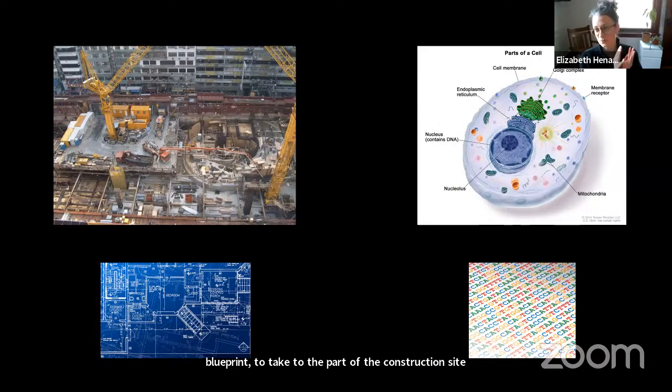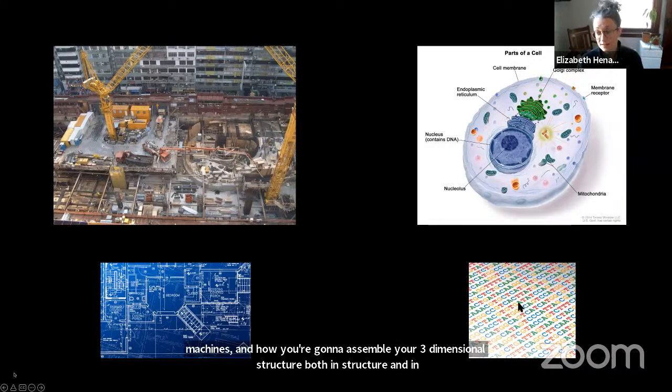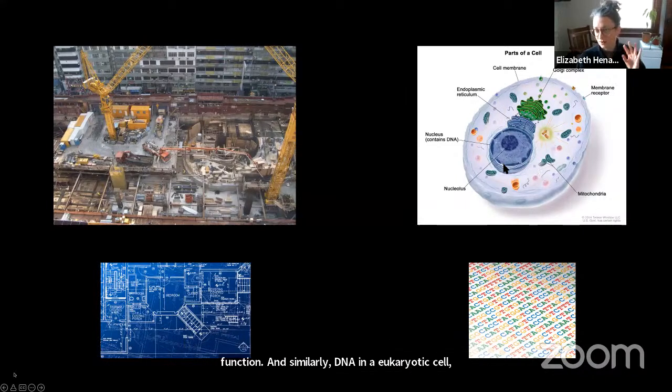So the blueprint tells you what you're going to do with your machines and how you're going to assemble your three-dimensional structure, both in structure and in function. And similarly, DNA in a eukaryotic cell, so again, this is the cell which has compartments, is stored in its own little compartment. And that information in that DNA, we're going to make a copy of just what we need, so one gene at a time, and we're going to take that into the part of the cell where we do protein translation, and that information is going to be used to assemble materials in the cell. So assemble proteins and enzymes that have a particular function, and so that's going to give you the three-dimensional structure of your cell, both in structure and in function. So just keep that in mind as we're talking for the rest of the week: when we talk about DNA, this is talking about information storage that then leads to three-dimensional structure and function in a physical space.